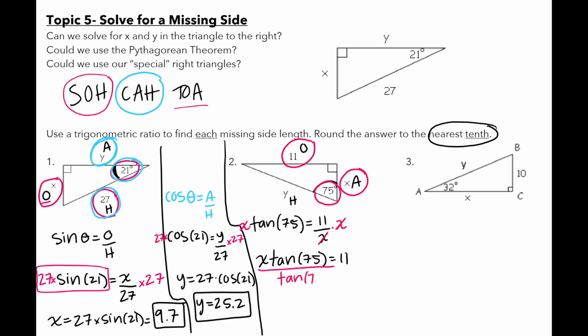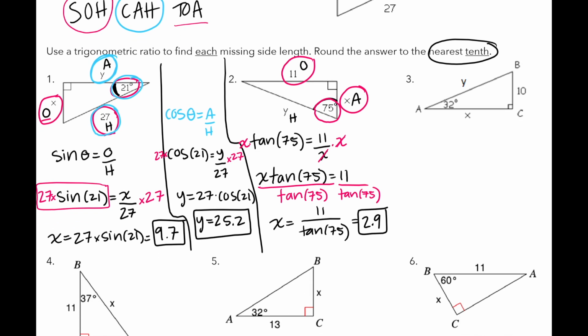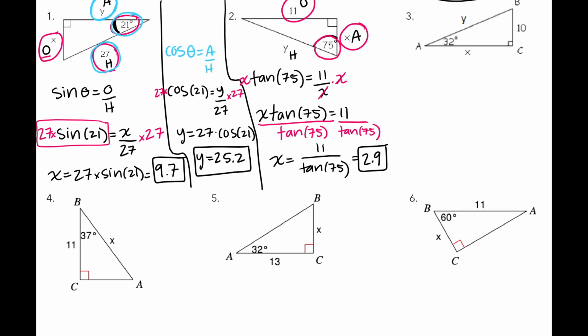I'm still trying to solve for x, I just couldn't do it when it was in the bottom of a fraction. So in order to get x by itself, we just need to divide by tangent of 75 on both sides. And now x equals 11 divided by tangent of 75. I can type that in my calculator: 11 divided by tangent of 75. We get 2.9. So there you have it. That is how you solve for missing sides. Go ahead and solve for the rest. Thank you very much.